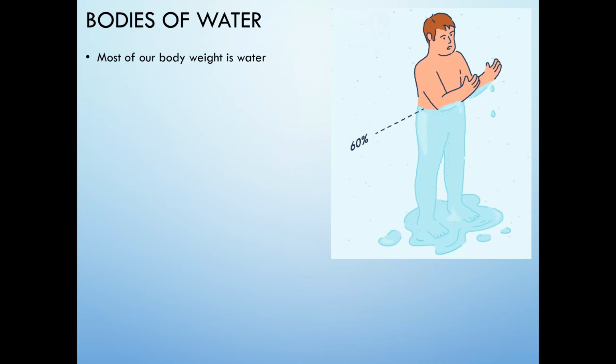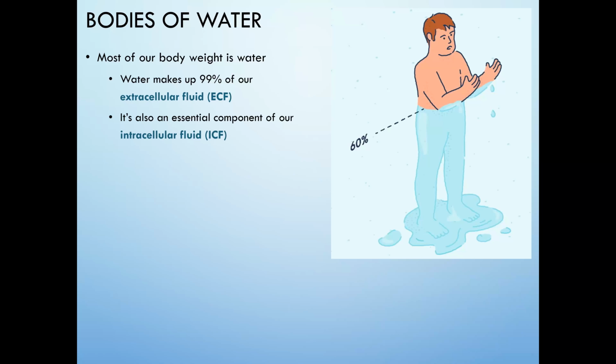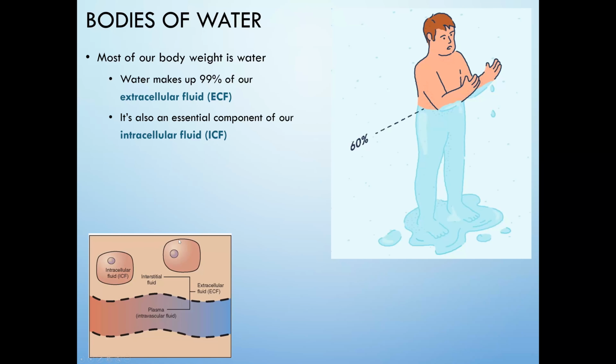So we are essentially bodies of water. Most of our body weight is water. Water makes up 99% of our extracellular fluid, and it's also an essential component of our intracellular fluid. As a reminder, intracellular fluid is the fluid inside the cells. Extracellular fluid is the fluid outside the cells, and it includes both the plasma in the blood and the interstitial fluid that is in the tissues between the cells.